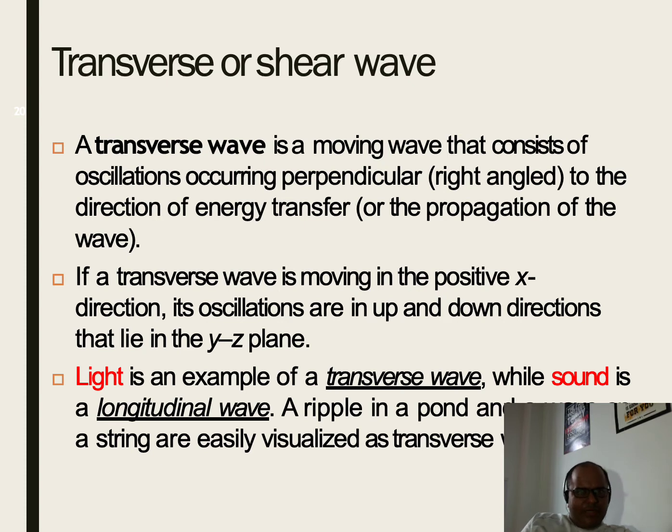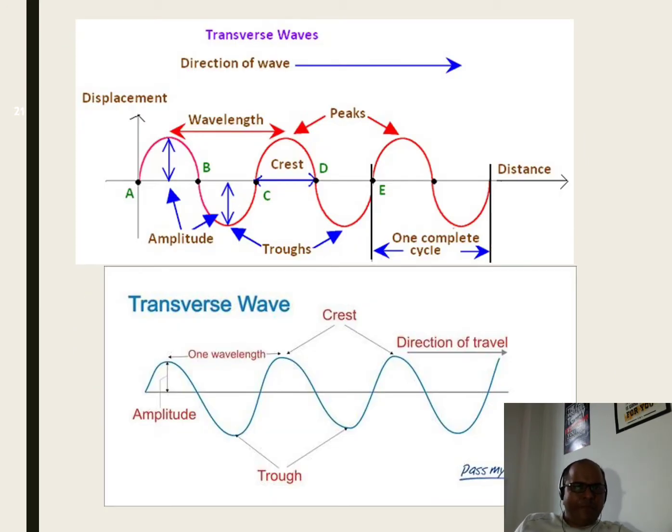Transverse or shear waves. A transverse wave is a moving wave that consists of oscillations occurring perpendicular, at right angles, to the direction of energy transfer or the propagation of the wave. If a transverse wave is moving in the positive x direction, its oscillations are in up and down directions that lie in the y and z planes. Light is an example of a transverse wave, while sound is a longitudinal wave. Ripples in a pond and waves in a string are easily visualized as transverse waves.